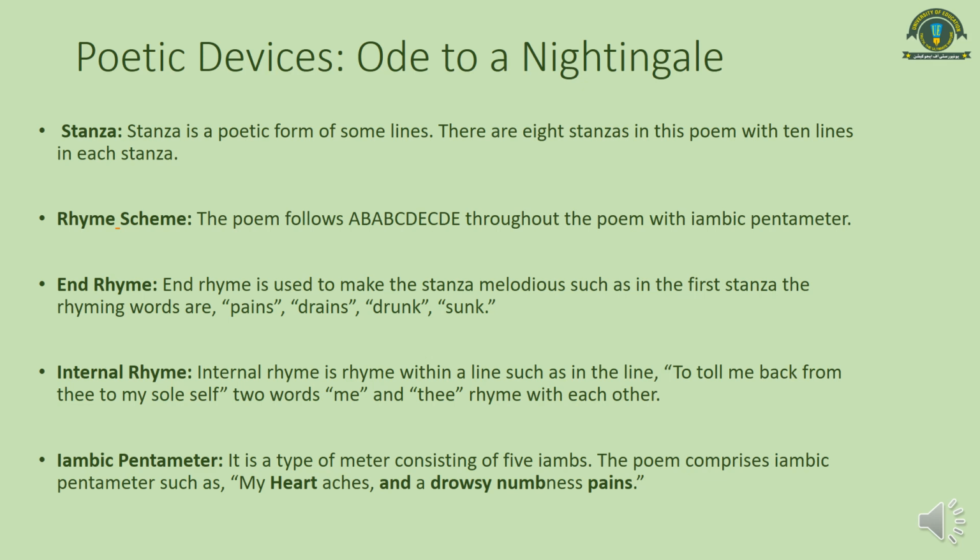Internal rhyme, it is a rhyme within a line, such as in the line "to turn me back from thee to my soul self." Two words, me and thee, rhyme with each other. So they are the example of internal rhyme. And iambic pentameter. So it is type of meter consisting of 5 iambs. The poem comprises iambic pentameters such as "my heart aches and a drowsy numbness pains." So these bold ones are the stressed ones, and those regular ones are unstressed ones. So these were the devices that Keats employed in Ode to a Nightingale.